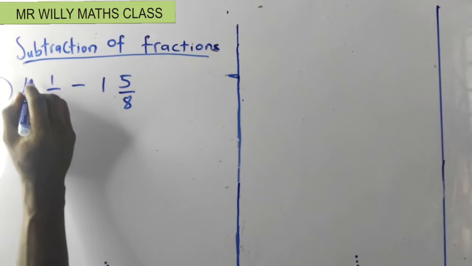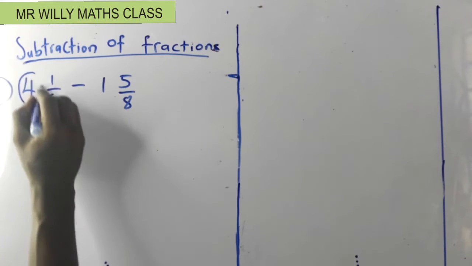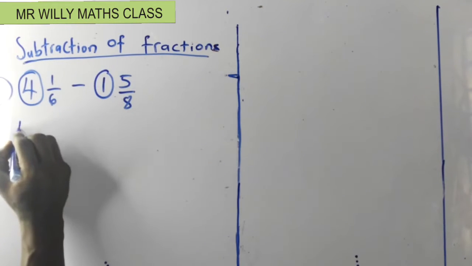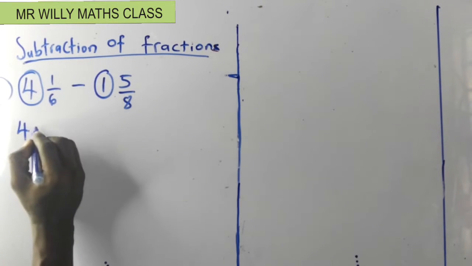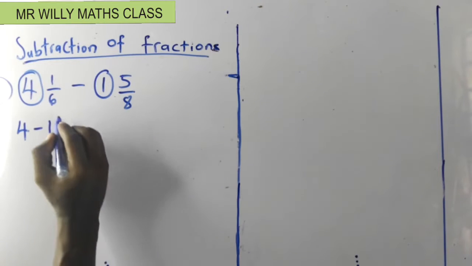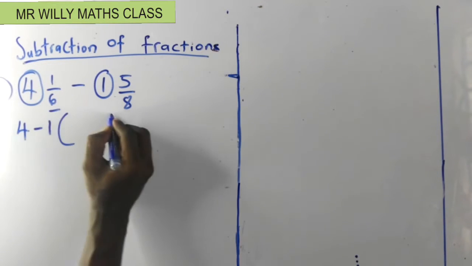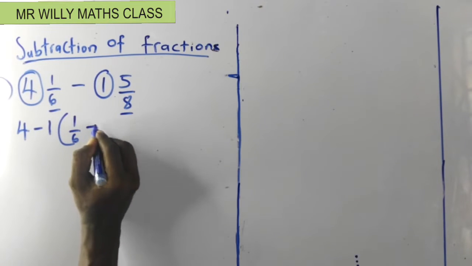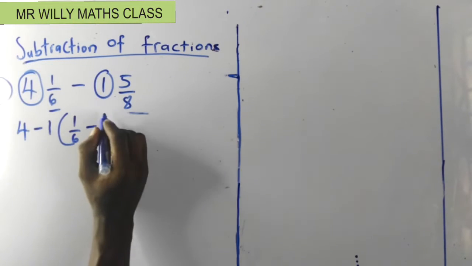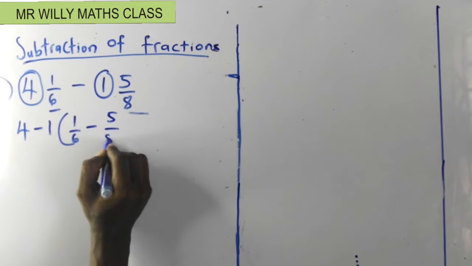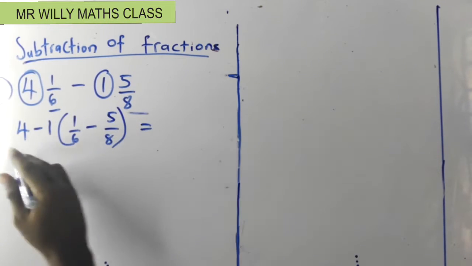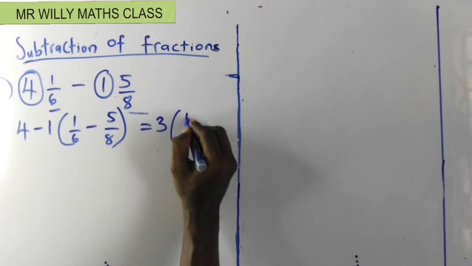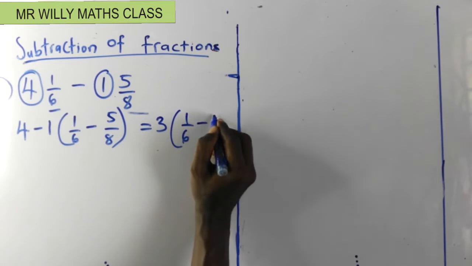The whole number for this mixed fraction is 4. The whole number for this fraction is 1. So what I'm going to do is bring down the 4. The sign in between them is minus 1. Then I will put the fraction parts, which are this and this, in the bracket. That will be 1/6 minus 5/8. So what is 4 minus 1? 4 minus 1 is what? 3. Bracket 1/6 minus 5/8.